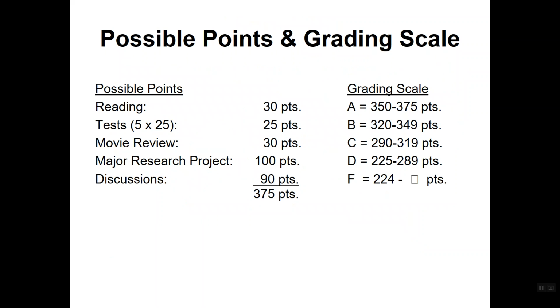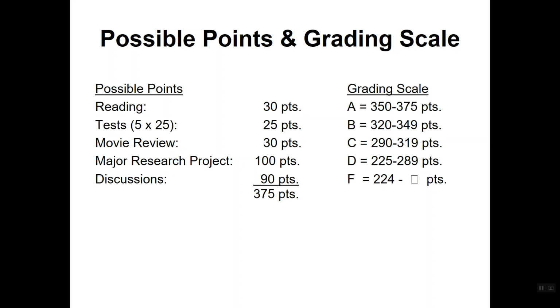All right, so let's move on from that. I'm going to put on my happy face again, and let's talk about possible points and how you will be graded. For all 6 reading reports, you can earn 30 points. The 5 tests are worth 25 points each, for a total of 125 points. And then the movie review is worth 30 points. Your research project is worth 100 points, and your discussions are worth 90 points, 15 points for each discussion that you contribute. Now remember, there are extra points available for reading, and on each test you can earn some extra points. So, although the total is 375, actually there are many more points available to you.